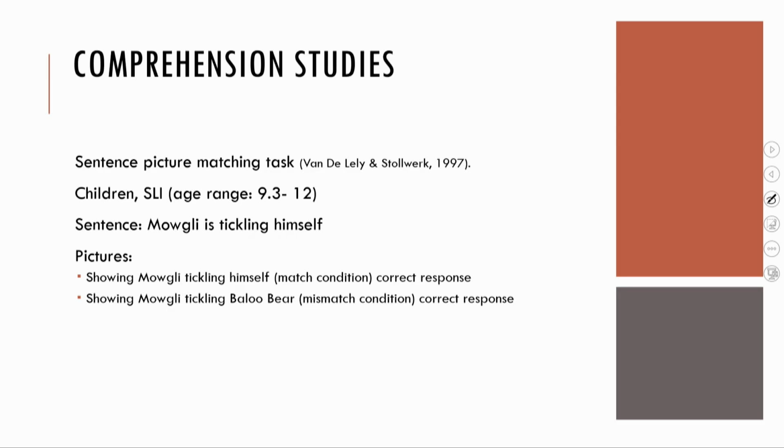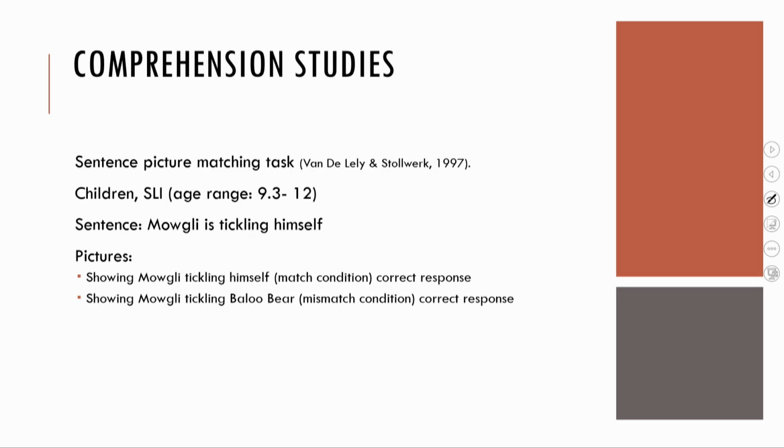Let us see some examples. This was a rather well-known study using a sentence and picture matching task, by Vanderlely and Stolwerk, 1997. The participants were SLI children, with an age range of 9.3 to 12 years. The sentence was "Mowgli is tickling himself." One picture showed Mowgli tickling himself. This is a match condition, as the sentence and the picture are exactly the same. Whatever the sentence says, the picture depicts it; that is called a match condition.